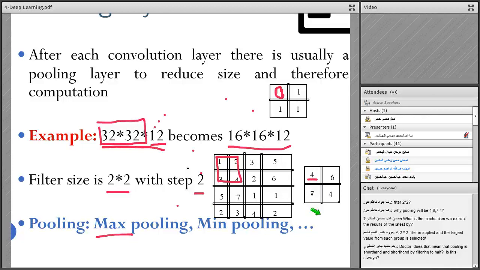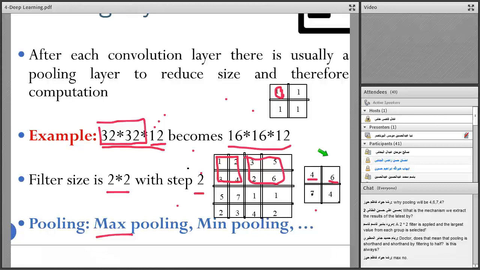Okay, and then the step is 2. A step of 2 means here it's 1, and then we come here. So the next result is 6. Here we are just removing some data. Okay, and this is what the pooling layer is doing.